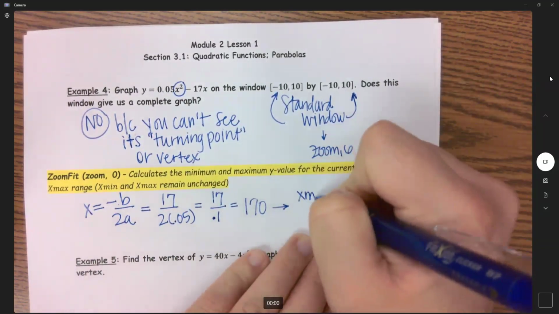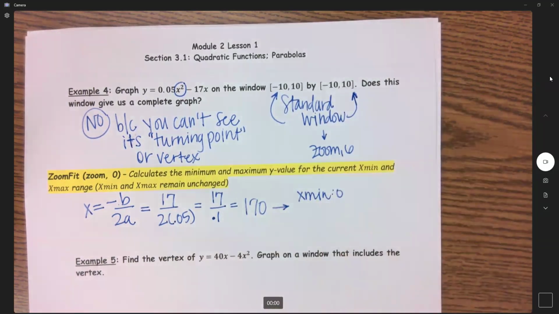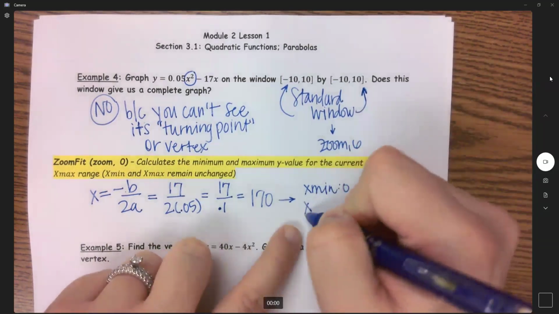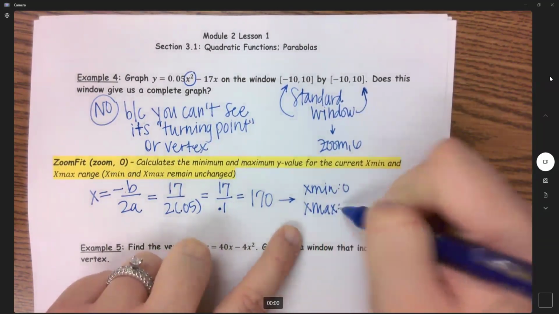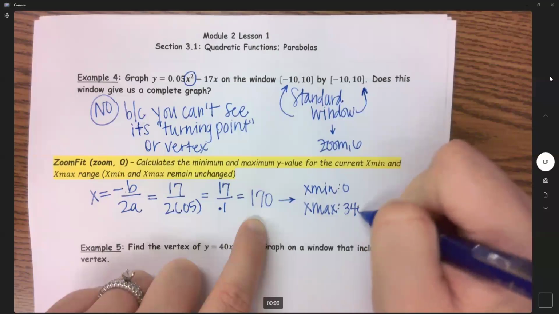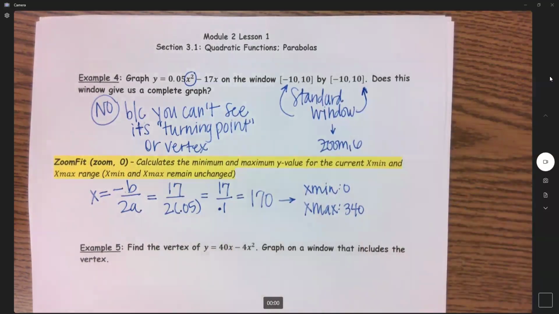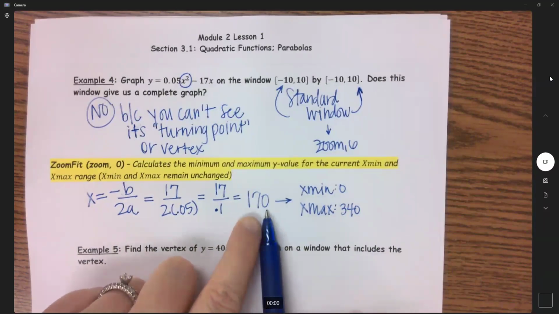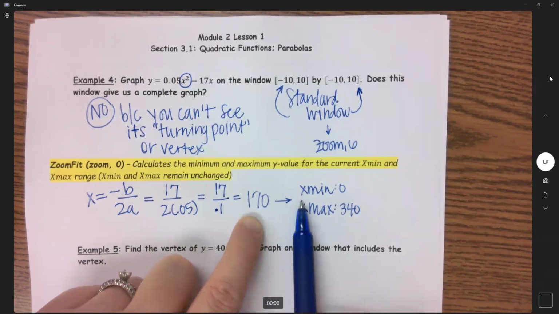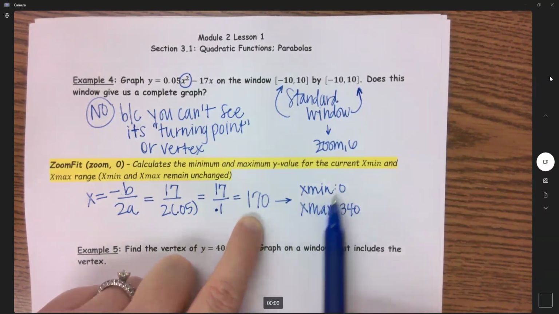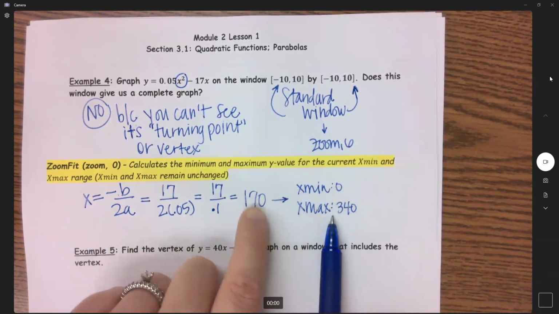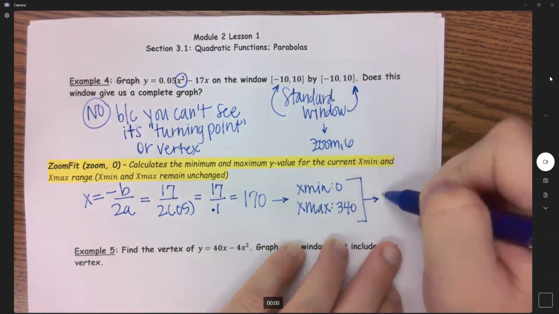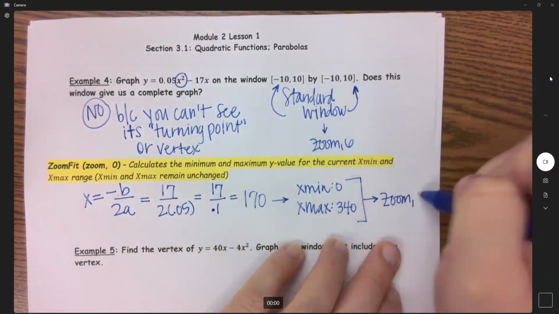If I want to make my x min 0, for this to be halfway in between a window, I would want my x max then to be double this, 340. Okay, so again, I'm wanting this 170 to be in the middle. So what I did is I made my x min 0 and I doubled my x max to become 340. Once I change this window here, then I'm going to hit Zoom 0.